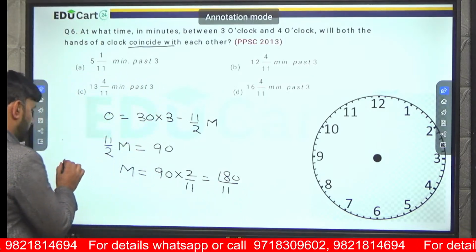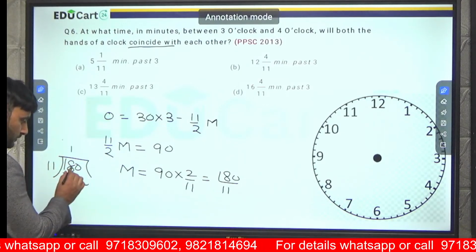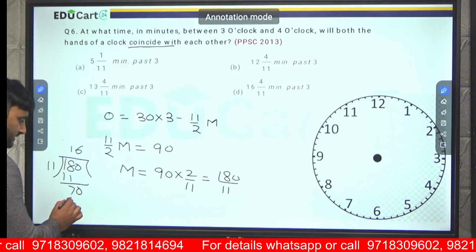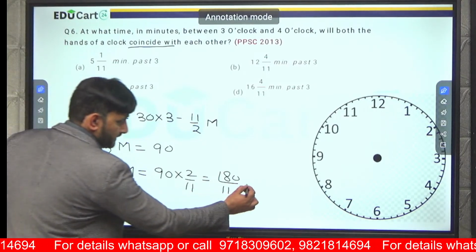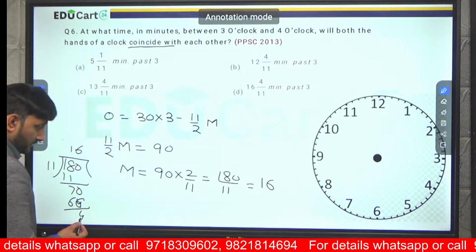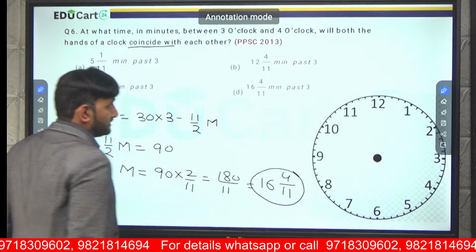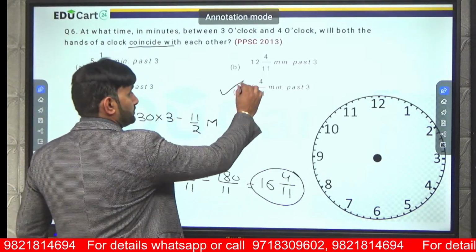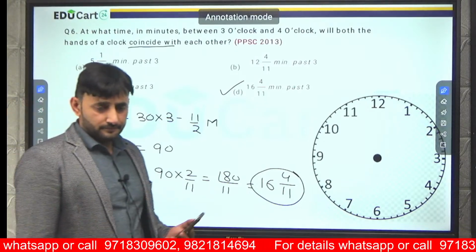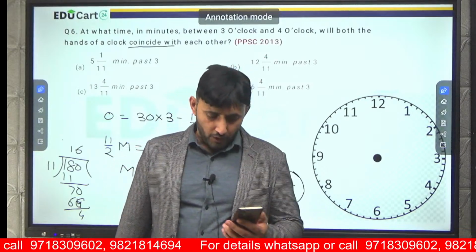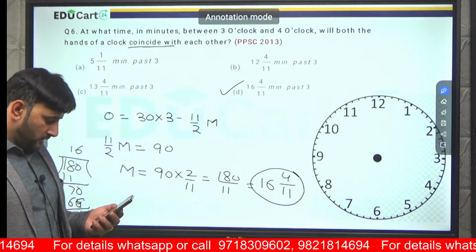So 180 upon 11, what can you do? 11 1s are 11. We are left with 70. 11 6s are 66. So you are left with 4. So 16 complete. We are left with 4 upon 11. 16 4 by 11. This is the answer. So option D, 16 4 by 11 minutes past 3. All of you have given me the correct answer. Very good. It feels really good when people answer in this way.